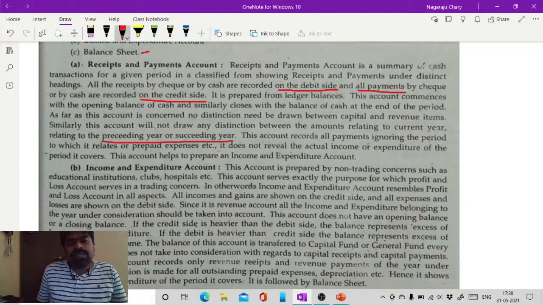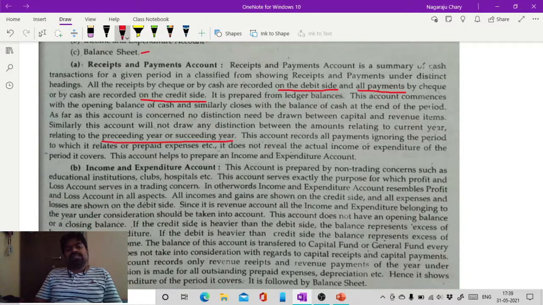Next thing: it does not reveal the actual income or expenditure of the period it covers. This account helps to prepare an income and expenditure account. Whenever we are preparing a receipts and payments account, all the receipts are recorded on the debit side and all the payments on the credit side.